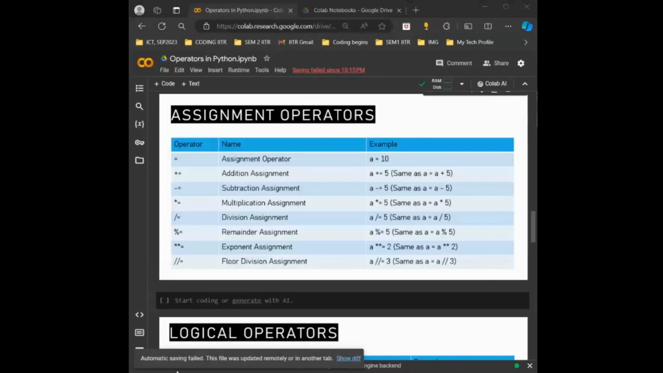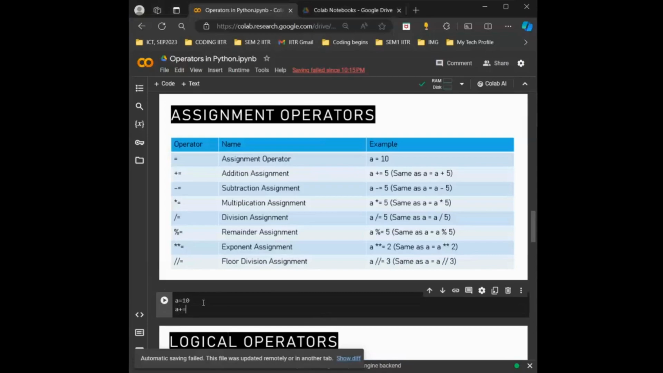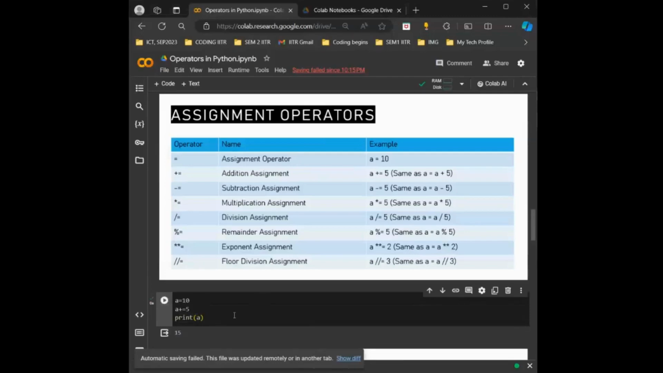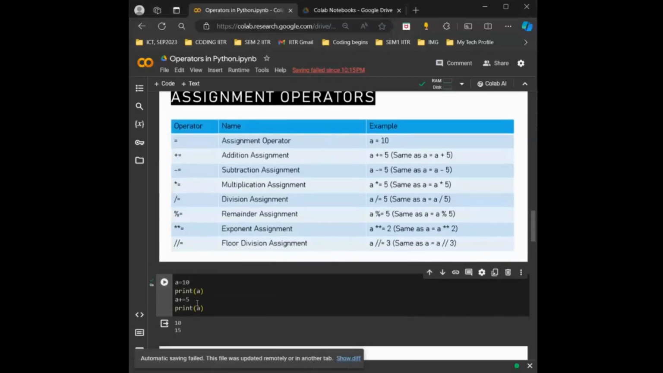Let us see the code. A is equal to 10, A plus equal to 5. Let us print the value of A. You will see the value of A is 15. If you print the value of A before the operation, you will see the value of A is 10. When used with the plus equal to operator, the number 5 is added to 10 and the result is stored in variable A again. Then when we print it, we got the result 15.